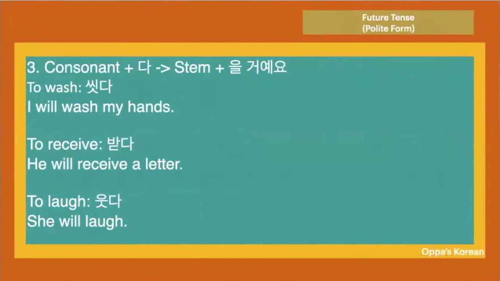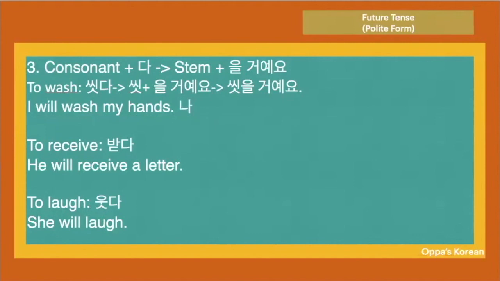Some examples. To wash, 씻다, find the stem, 씻 is the stem, plus the ending 을 거예요. So it goes to 씻을 거예요. In a sentence, I will wash my hands. I is 나, a subject marker, 나는. My hands, my is 나의, hands are 손. So my hands are the object, so you put an object marker, 손을, will wash, 씻을 거예요.